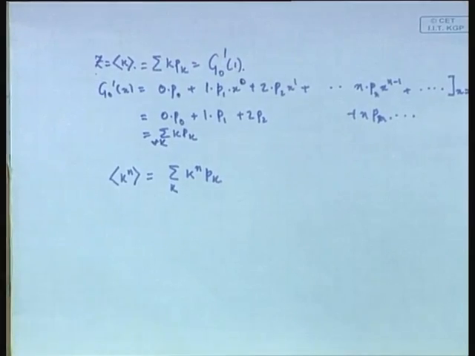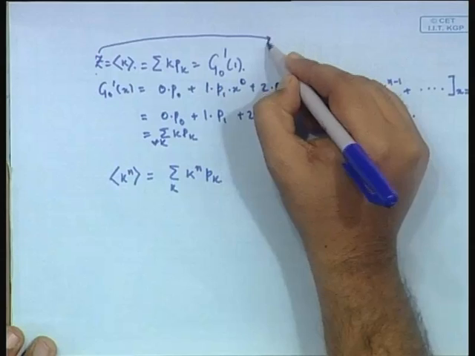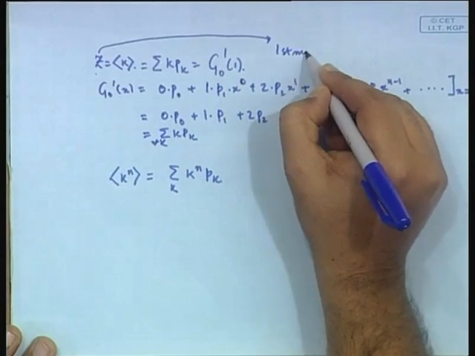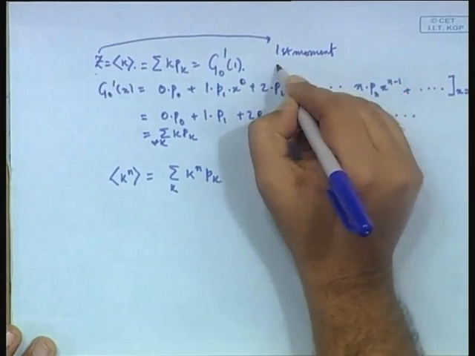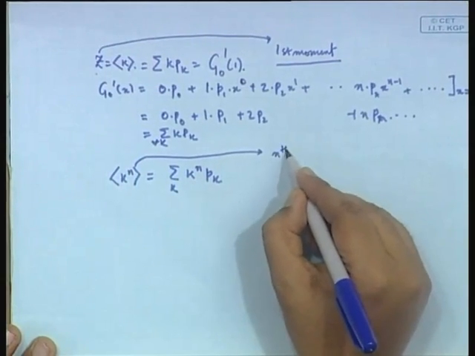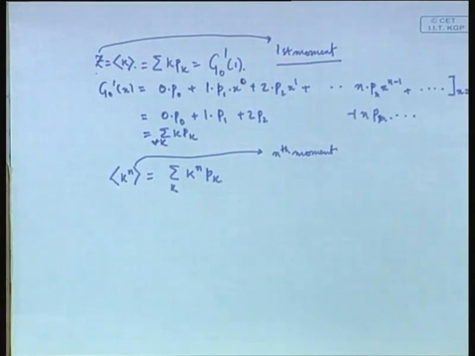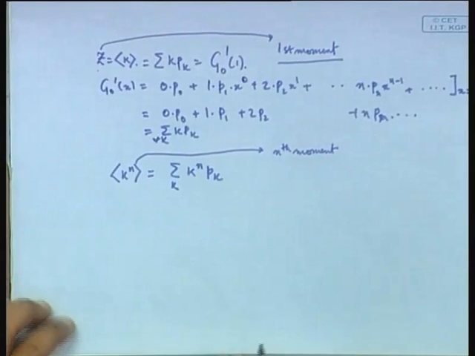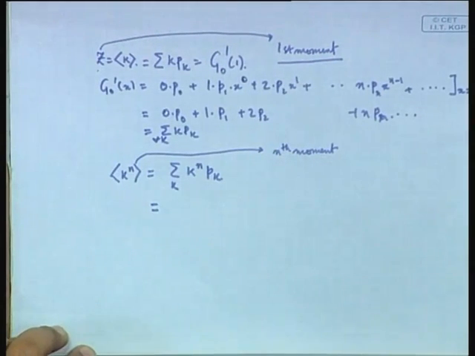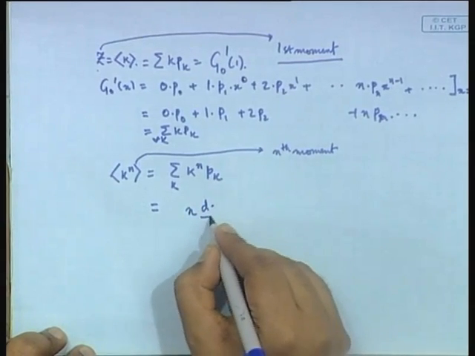I want to find the nth moment. So, Z is basically the first moment. Similarly, I can try to find the nth moment. The nth moment is this one. So, how to get it from the generating function? Very good. So, x d dx.